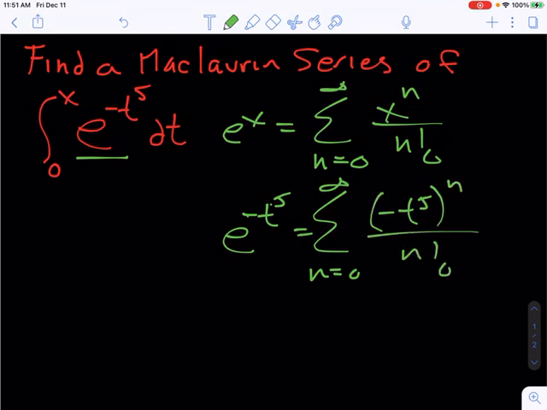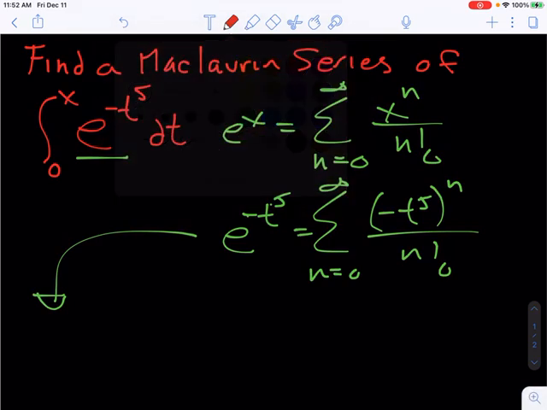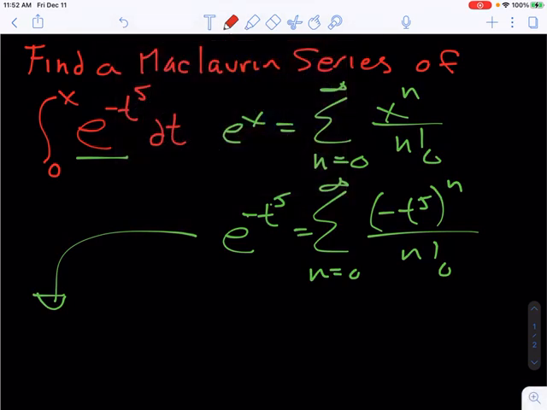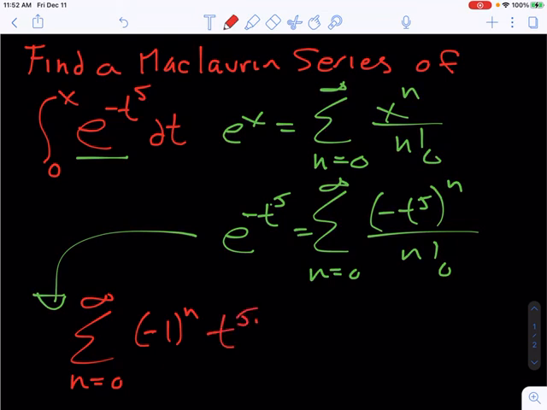So that will look something like this. Now, I'm going to factor out the negative 1 to the n. So we have the power series of negative 1 to the n times t to the 5n all over n factorial. All right, well, that is the power series representation of e to the negative t to the fifth power, or to be more specific, the Maclaurin power series representation.